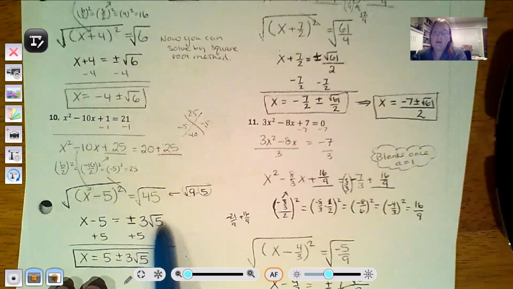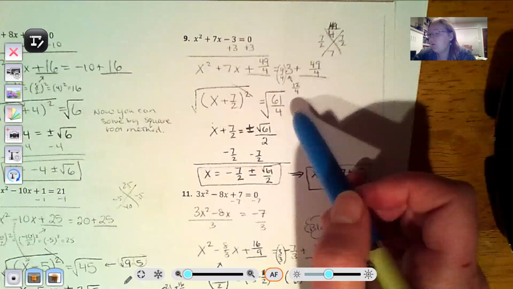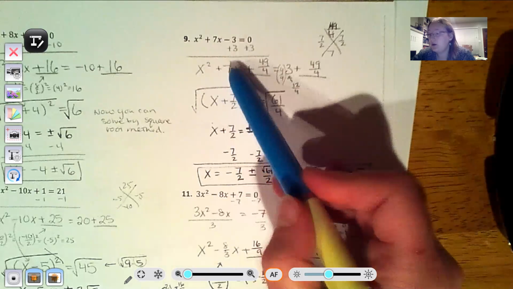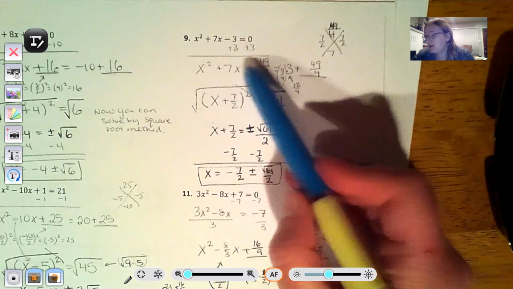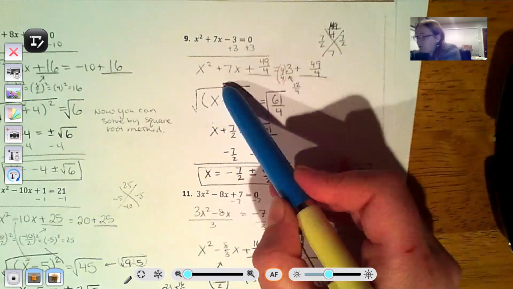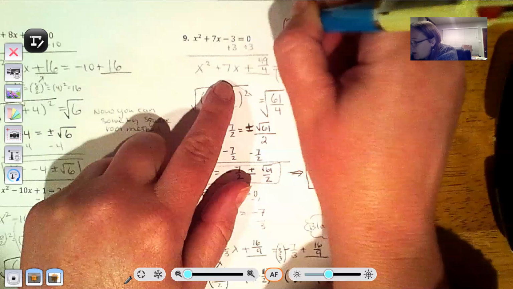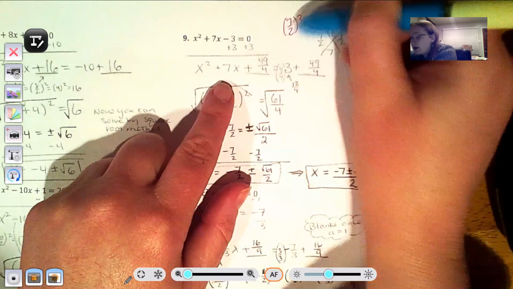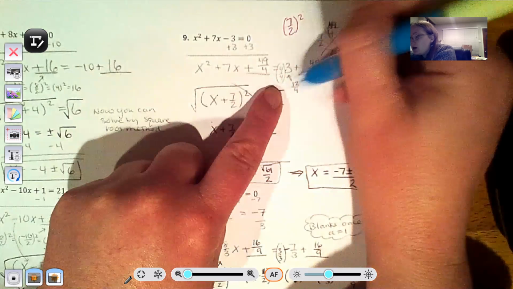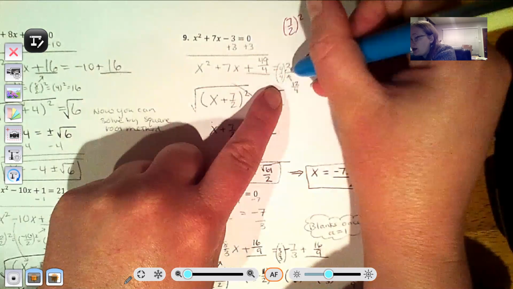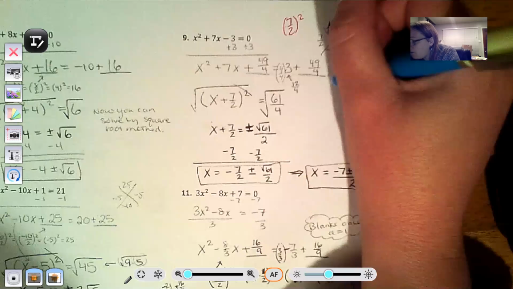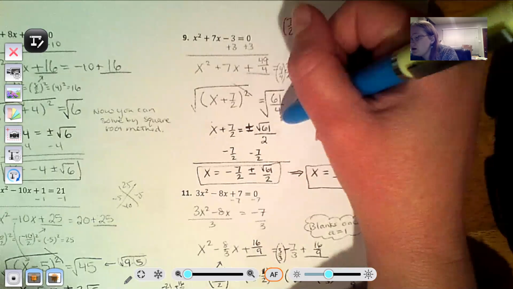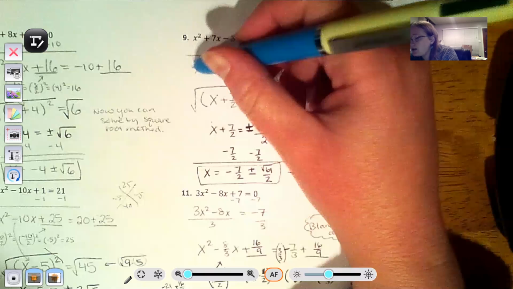Let's look over here. This is one where there's a fraction, because your b is odd, so when you divide by 2, you end up with a fraction. So it's going to be 7 divided by 2 squared. 7 divided by 2 squared is 7 squared, 49, over 2 squared, 4. And so then you need a common denominator to add fractions. So I rewrote 3 as 12 fourths. So 12 fourths and the 49 fourths gives me 61 fourths. This is, again, always half.